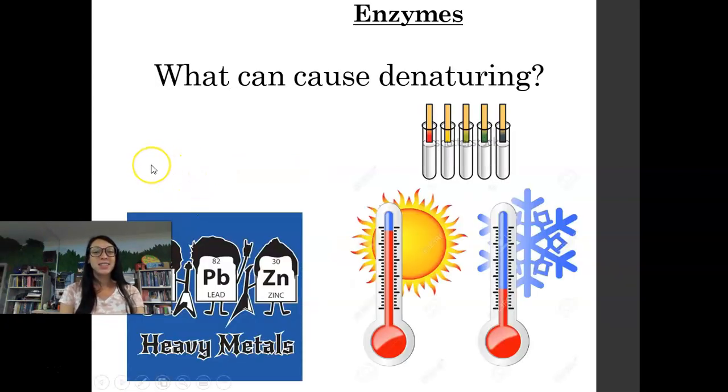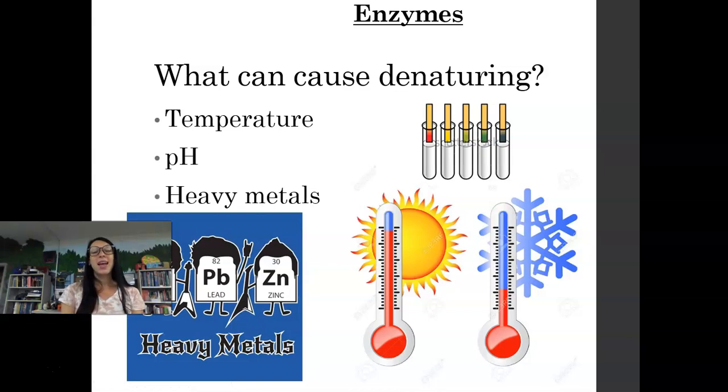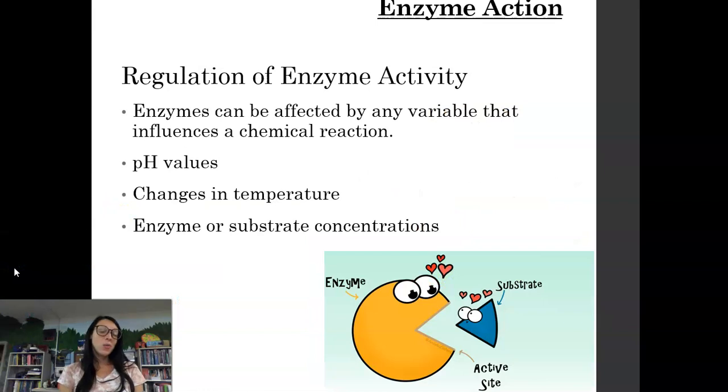So what causes denaturing? We talked a little bit about this in our last review video. Things like temperature, pH, and heavy metals are all things that can denature or change the shape of a protein. Remember, if we change the shape of a protein, it no longer functions properly. We like our enzymes, and they're extraordinarily important to our bodies, so they have to be regulated.